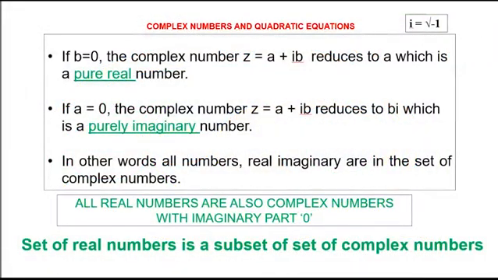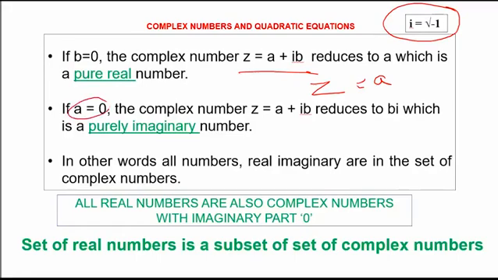In that z is equal to a plus ib complex number, what is i? i is nothing but iota. It's a Greek letter, the 10th letter of the Greek alphabet. And in that z is equal to a plus ib, suppose b is equal to 0. If you put b is equal to 0, what can you say about z? z is equal to a only, which is a pure real number.